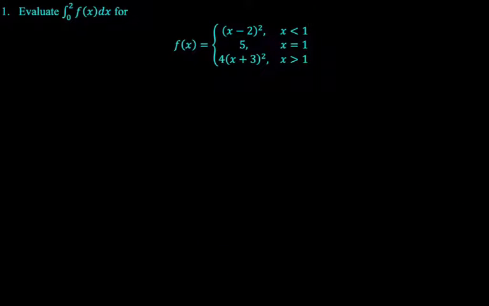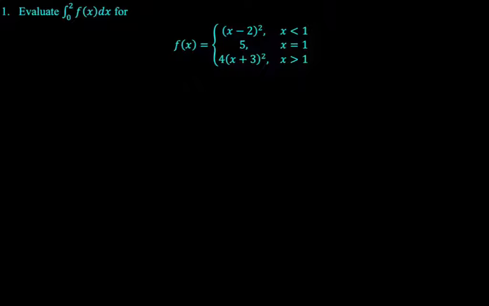All right, we want to evaluate the integral from 0 to 2 of f of x dx, where f of x is this piecewise function. So it's the quantity x minus 2 squared when x is less than 1. It's 5 when x is equal to 1. And it's 4, the quantity x plus 3 squared when x is greater than 1.